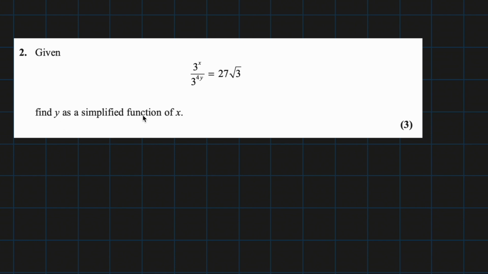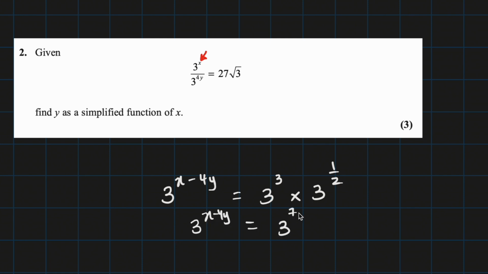Find y as a simplified function of x. So, the first thing I'm going to do is write it as 3 to the power x minus, alright, can I write 27 as some kind of 3 to the power something? Of course I can, 3 to the power 3 into 3 to the power half. Alright, now 3 to the power x minus 4y equals 3 to the power 7 over 2. Because the bases are the same and it's equal to each other, don't you think the power should also be the same? Think of it logically.